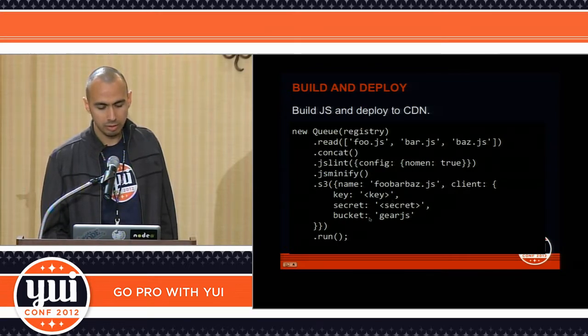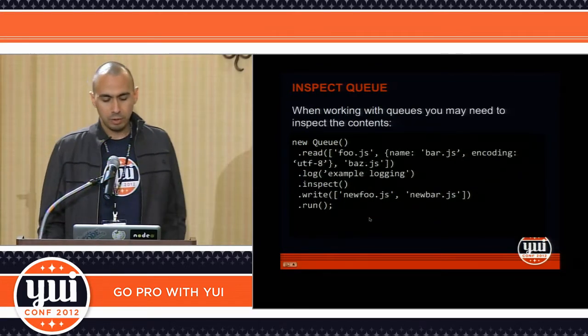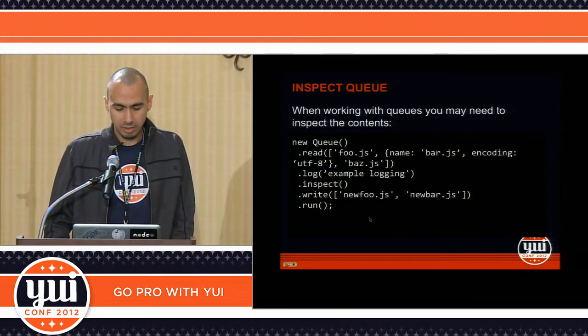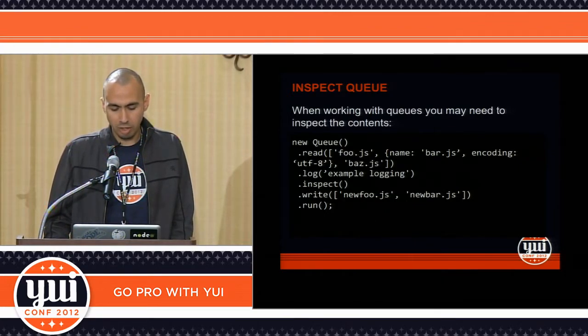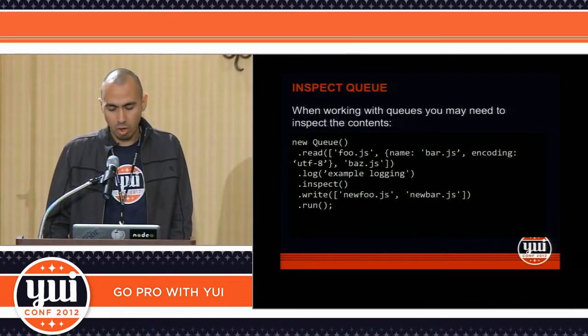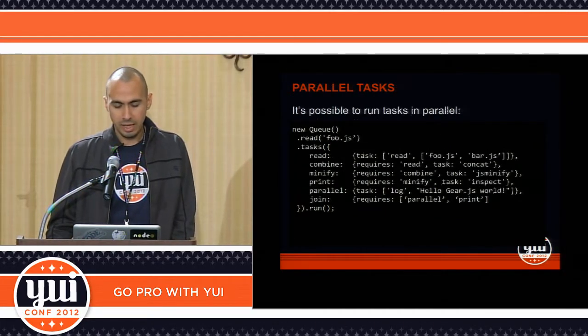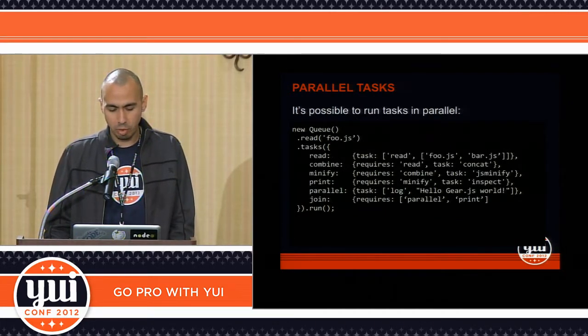what bucket we want. And if you're trying to debug your queue, you can call the log task, and that'll spit out a string where you are in the processing. Inspect will output all the blobs in the queue at that point. And this is kind of one of the more advanced aspects for Gear.js.